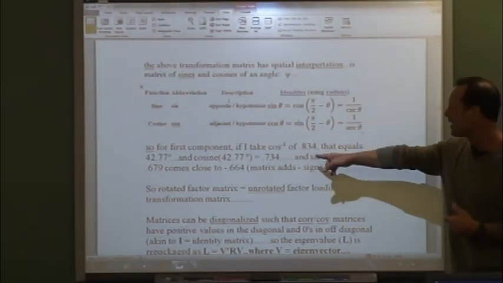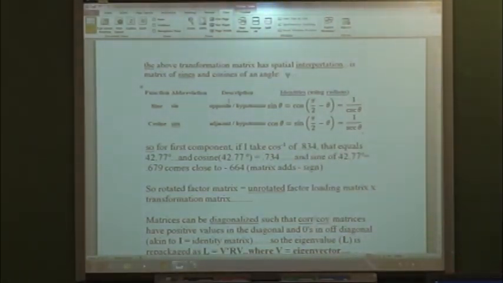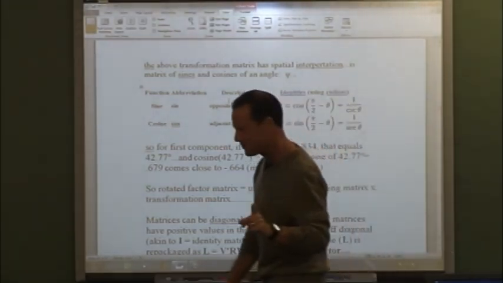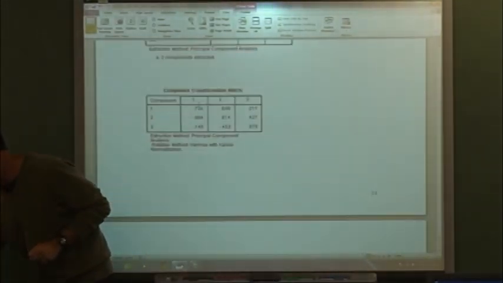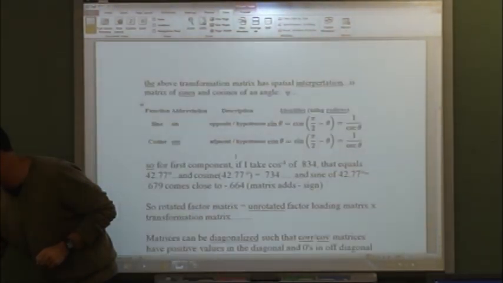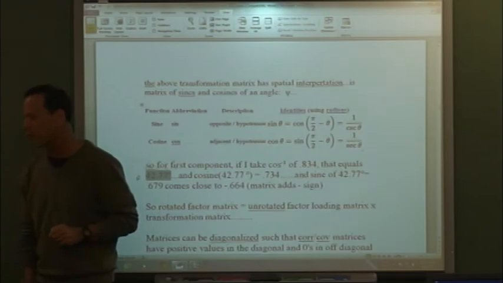So first component, if I take the inverse cosine of 0.834, so that 0.834 was that first little loading. If I took 0.834 in degrees, that equals 42 degrees.